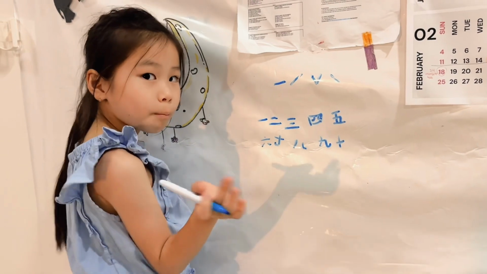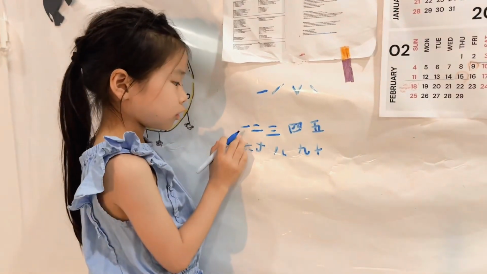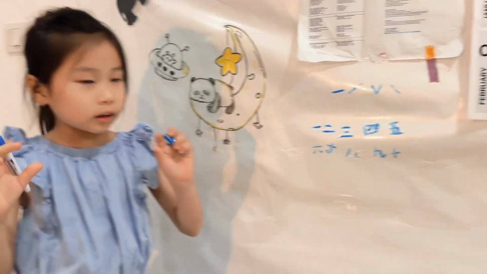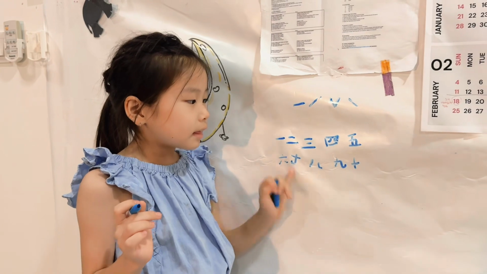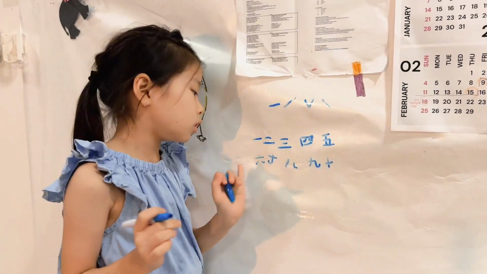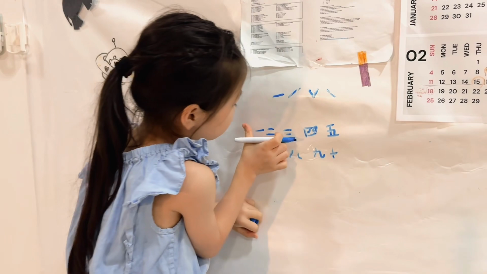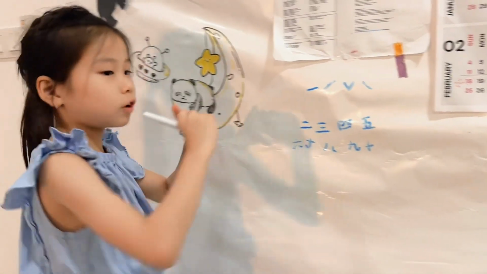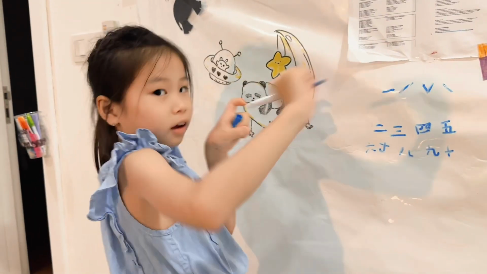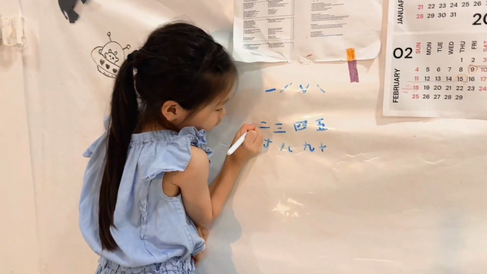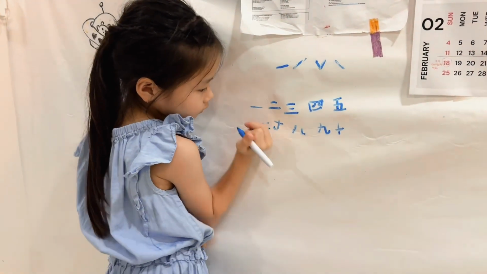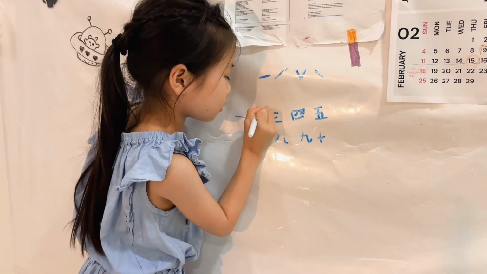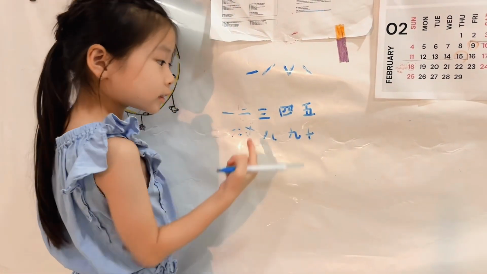So this one is 1, 2, 3, 4, 5, 6. This is the number. Okay, so now we will do E, how to write E. We write just like a straight line. Two of this, and sun is three of it.